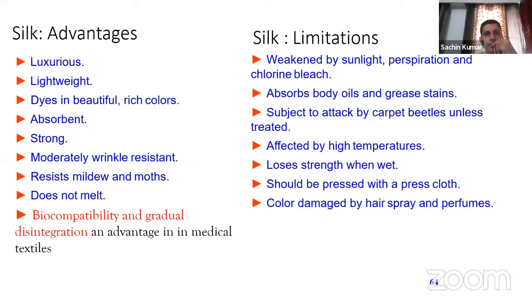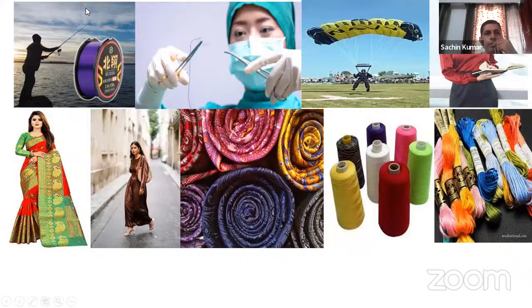So these are the applications. Conventionally it is used for fishing thread, and as a suture in biomedical applications, stitching a wound that can be easily absorbed. For internal wound closure, this is used. Due to its strong nature, it can also be used for parachutes. And nowadays for ladies wear, it is one of the popular fibers, as in silk sarees. Then for embroidery, due to its luster, it is also widely used, but it's very costly compared to other fibers.